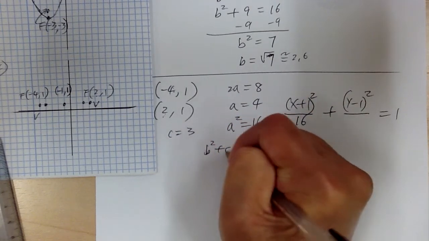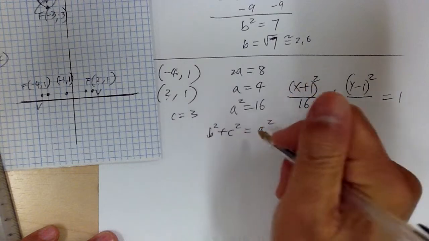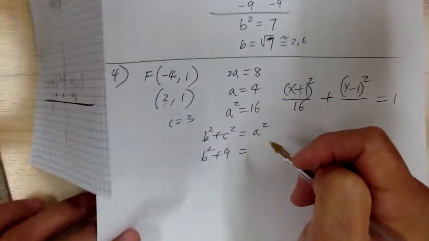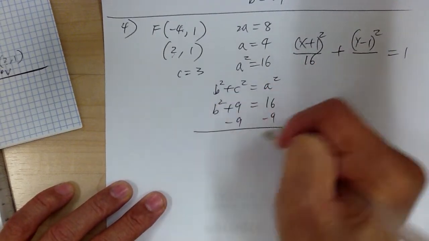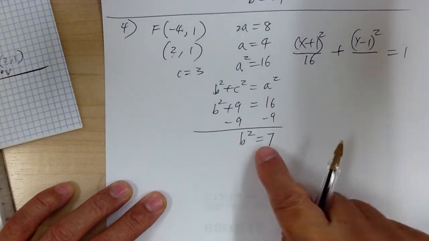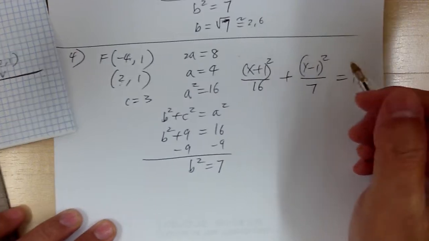So b squared plus c squared equal to a squared. So you can always write down all your steps. So you got b squared plus 9 is equal to 16. So minus 9, minus 9. So b squared equal to 7. Okay, so now this will go under here, and that is your equation.